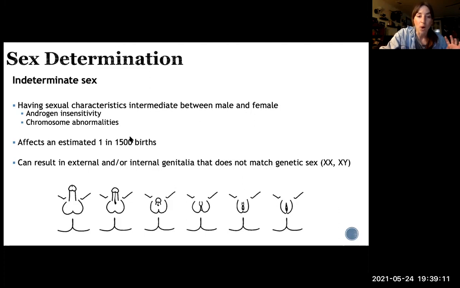But in about 1 in 1500 births, you end up with a situation where the genitalia can be ambiguous. And these folks may refer to themselves as having indeterminate sex, as being intersex, or having a sexual developmental disorder, I believe is what it's referred to. And this can be because of, again, differences in sensitivities to sex hormones during early embryonic development or chromosomal abnormalities.